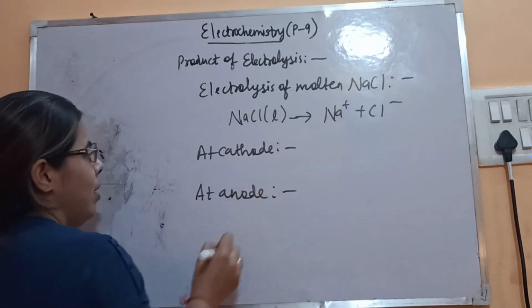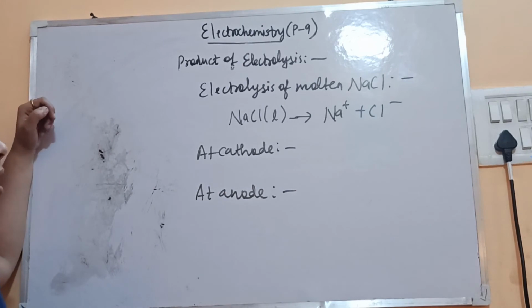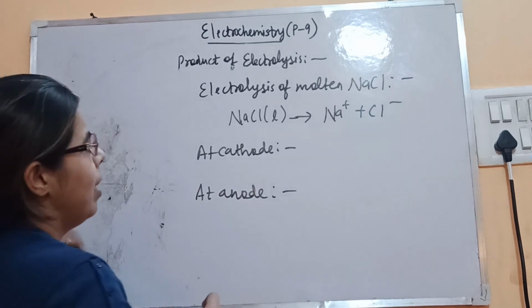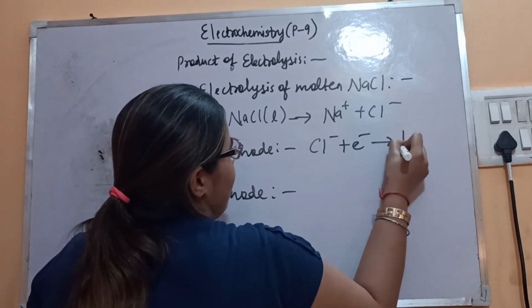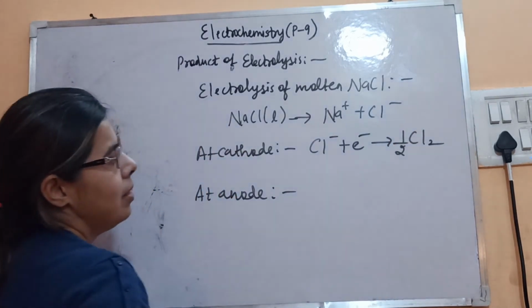At the cathode, reduction takes place. So reduction of what? Reduction means gain of electrons. Fine. So chlorine ion will gain electrons and gives you chlorine gas.